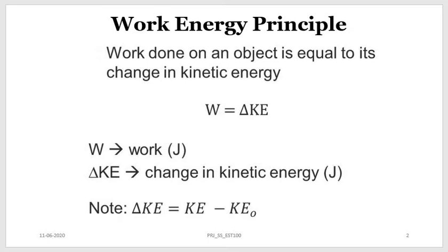That is, in mathematical form, W is equal to delta K, where W is the work done on the object, and that is expressed in joules, and delta K is the change in kinetic energy, that is also expressed in joules. And the change in kinetic energy is nothing but the final kinetic energy minus its initial kinetic energy. Now let us see how we can prove this work energy principle.